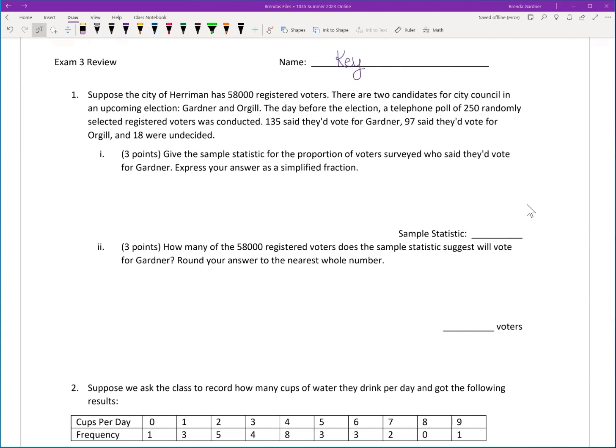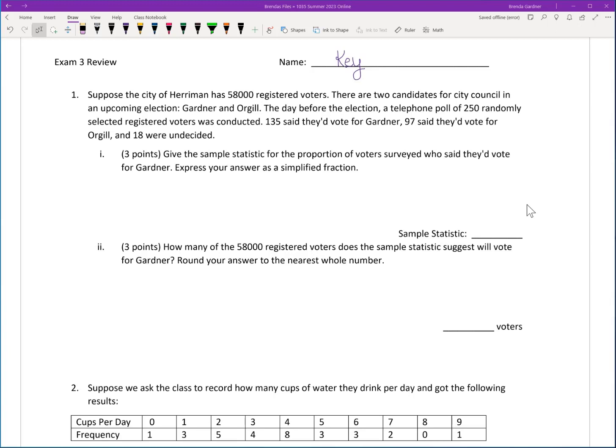So question number 1, suppose the city of Harriman has 58,000 registered voters. There are 2 candidates for city council in the upcoming election, Gardner and Orgill. The day before the election, a telephone poll of 250 randomly selected registered voters was conducted. 135 said they'd vote for Gardner, 97 said they'd vote for Orgill, and 18 were undecided.